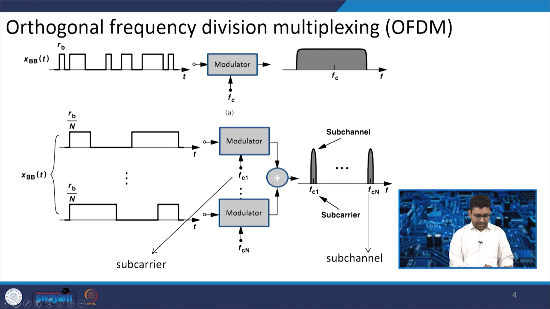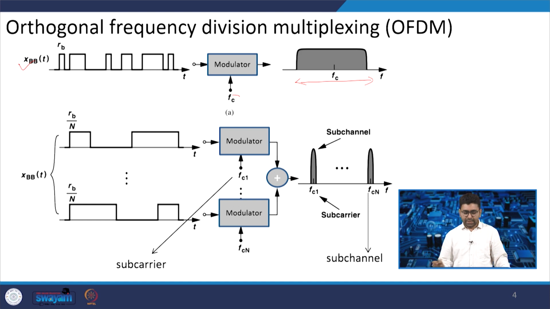So in OFDM, there is a bit stream x_BB(t). This is a baseband bit stream denoted by the bit rate R_B, and it is applied to a modulator at carrier frequency f_C. In the last class we have seen it will be up-converted to f_C, and it has a very wide bandwidth because the data rate is high.